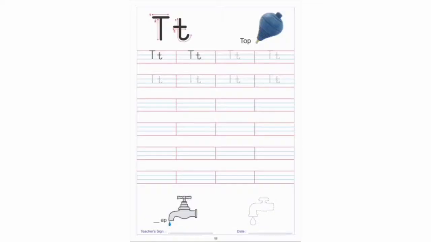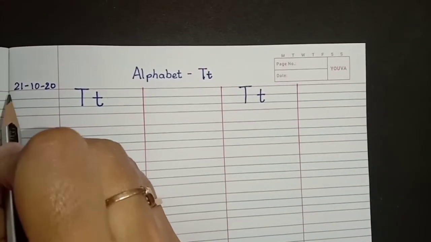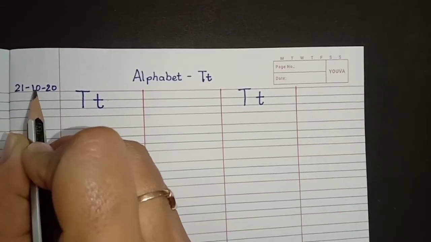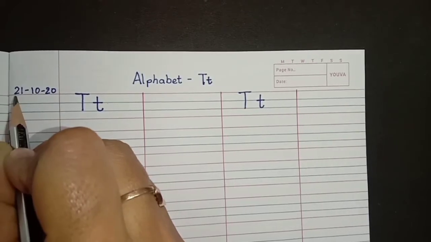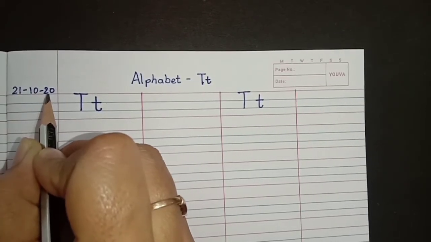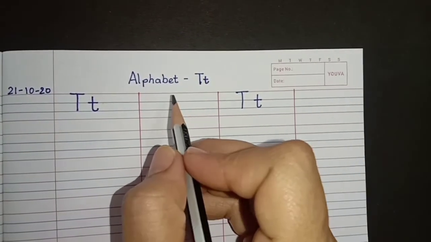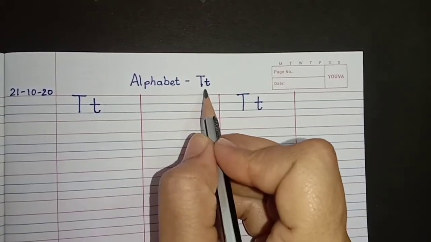Now it's time to learn how to write alphabet T in our 4-line notebook. Kids, I will teach you how to write alphabet T in the notebook, but you have to write the same in your English class workbook, page number 55. Kids, today's date is 21st October 2020. And today we will learn how to write alphabet T.